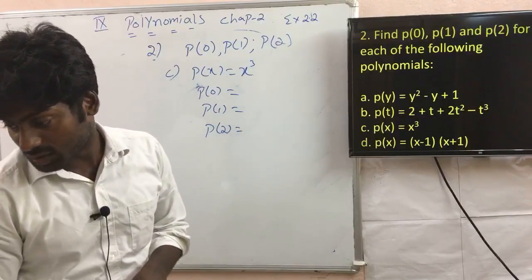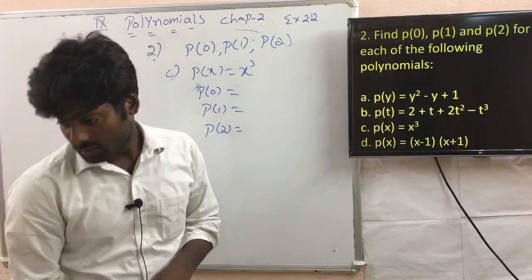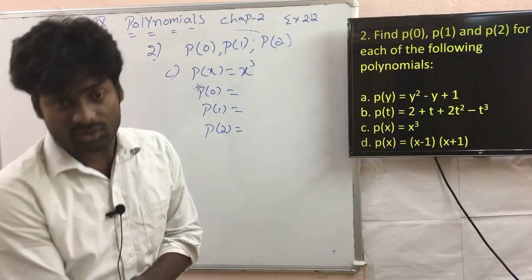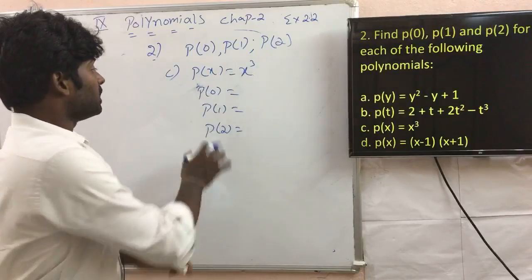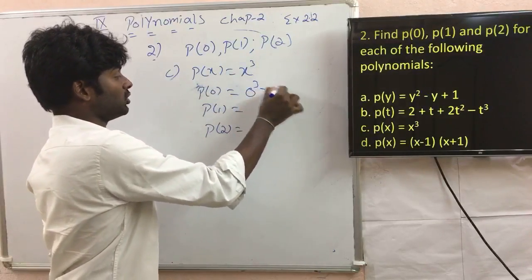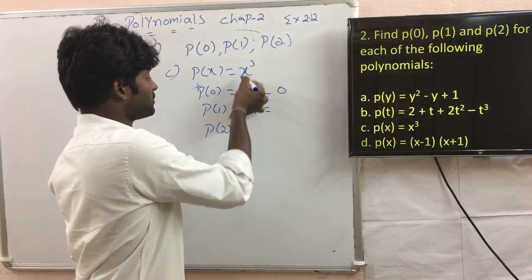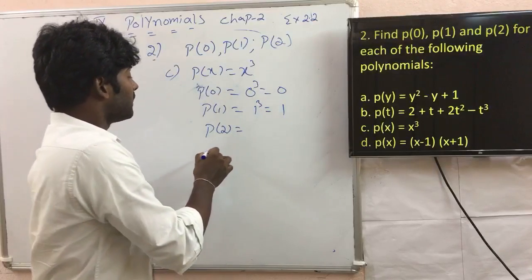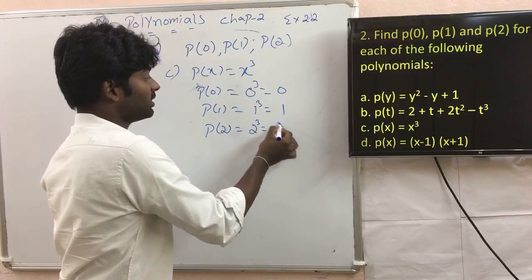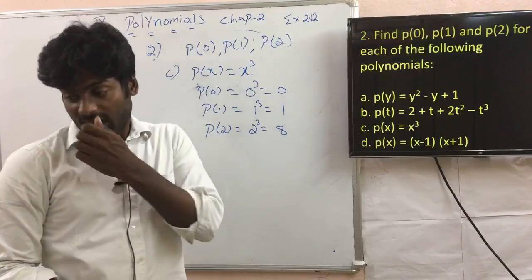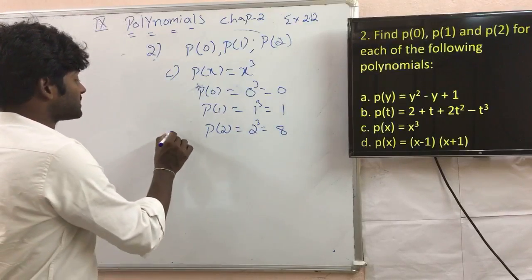0, 1, 8. Yes, Shivam, 0, 1, 8. Remaining people also type the answer. Yes, Riddhi, 0, 1, 8, because it is a monomial. Directly you can say the answer by observing this. P of 0 means 0 cube, obviously 0. P of 1 means 1 cube, in the place of x we are keeping 1. Now in the place of x we are replacing with 2, 2 cube, obviously it is 8. So 0, 1, 8 are the answers. Very good. Those who are watching can type the answers in the chat box.